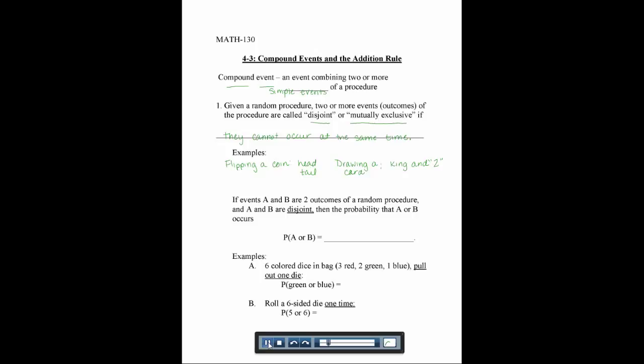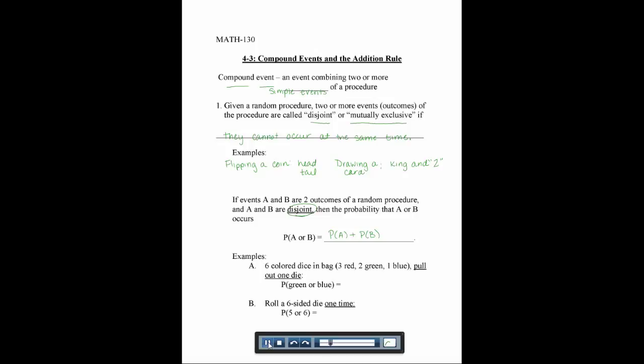Okay, so now we get our rule of how to find our first probability of compound events. So if events A and B are two outcomes of a random procedure, and A and B are disjoint, so this rule only works if they're disjoint, then the probability that A or B occurs is the probability of A plus the probability of B. Now, adding two probabilities means that it's larger than any of the two probabilities by themselves. And this should make sense.